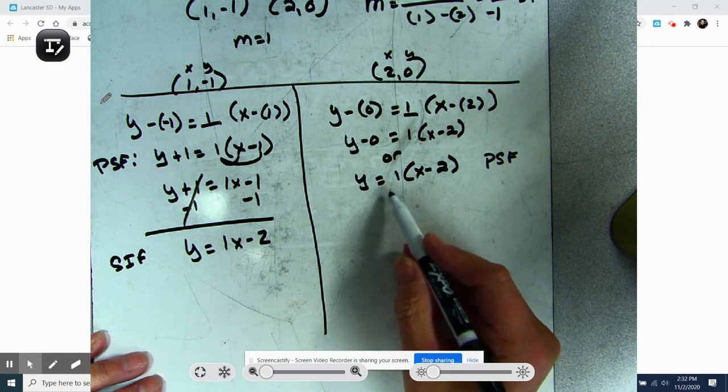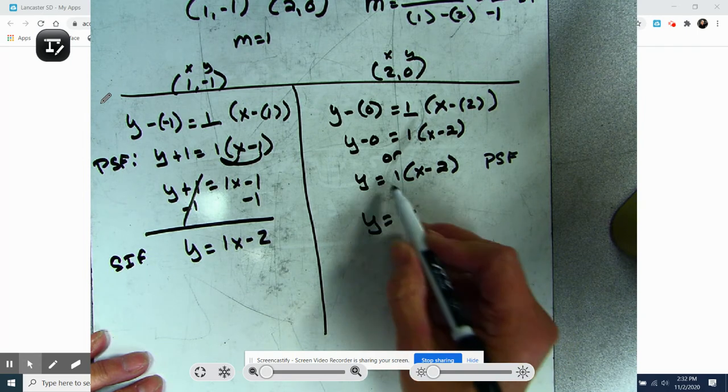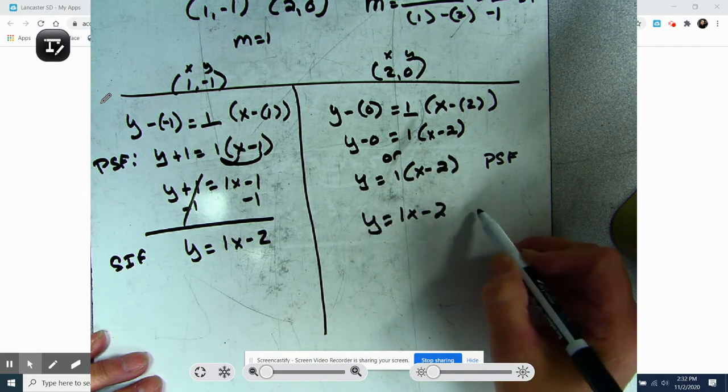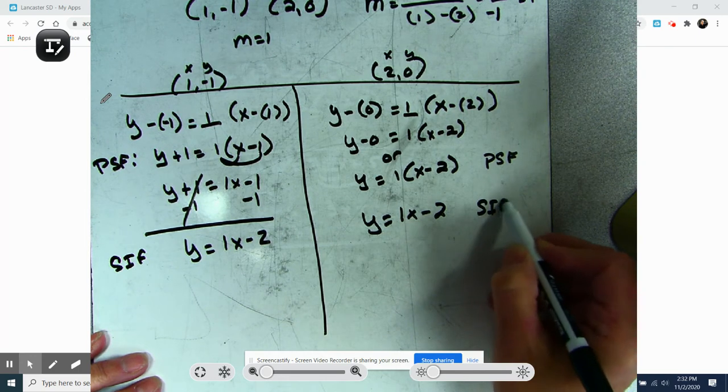Over here, we're going to distribute. 1 times x is 1x. 1 times -2 is -2. And we are done with this one, and this is slope intercept form.